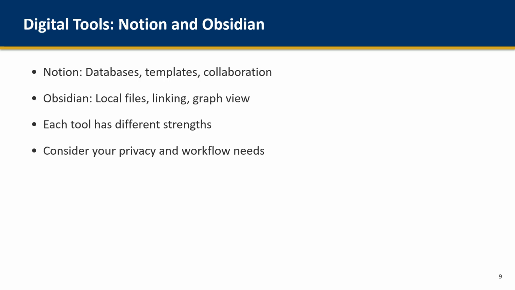However, Notion stores your data on cloud servers, which raises privacy considerations for sensitive research and requires internet access for full functionality. Obsidian takes a fundamentally different approach, storing all your notes as simple text files on your local computer. This ensures you always own and control your data. Obsidian's linking features support Zettelkasten-style knowledge networks, and its graph view provides a visual representation of connections between your notes. The plugin ecosystem extends functionality for academic work, including citation management and PDF annotation.